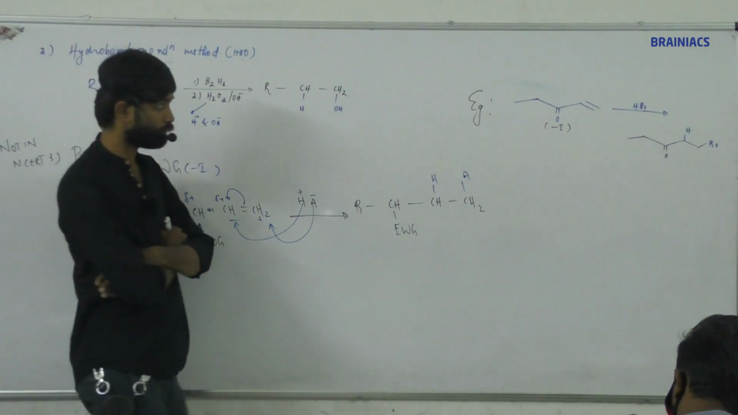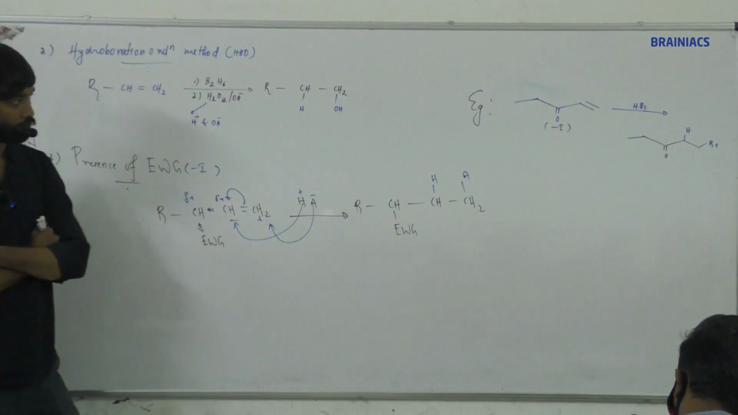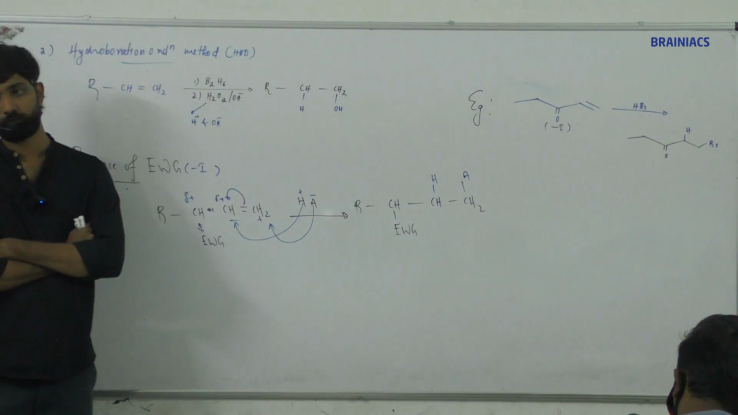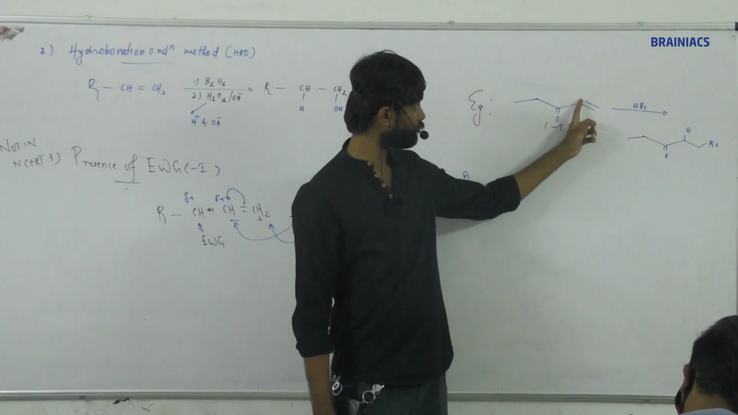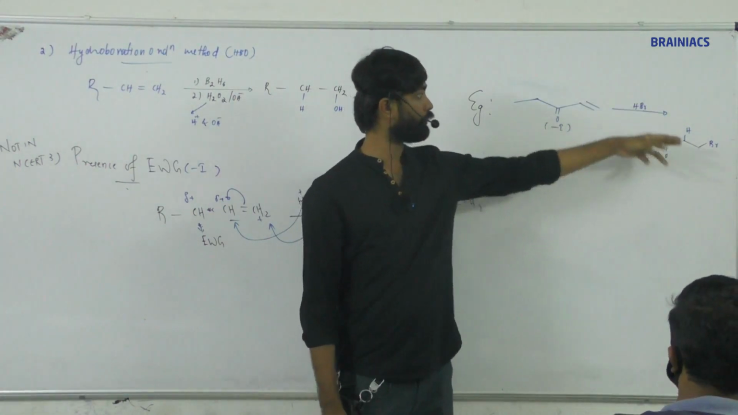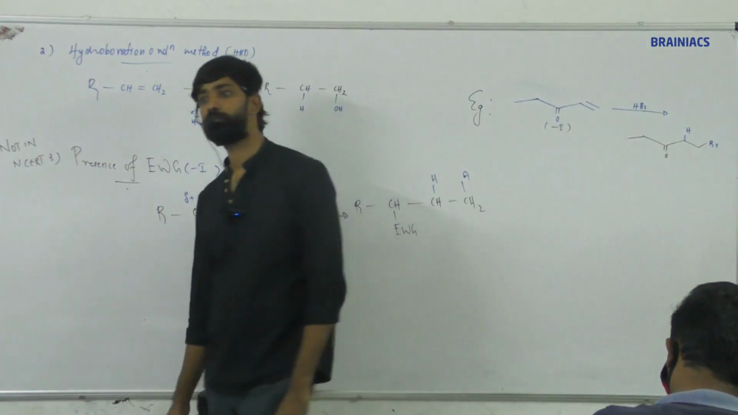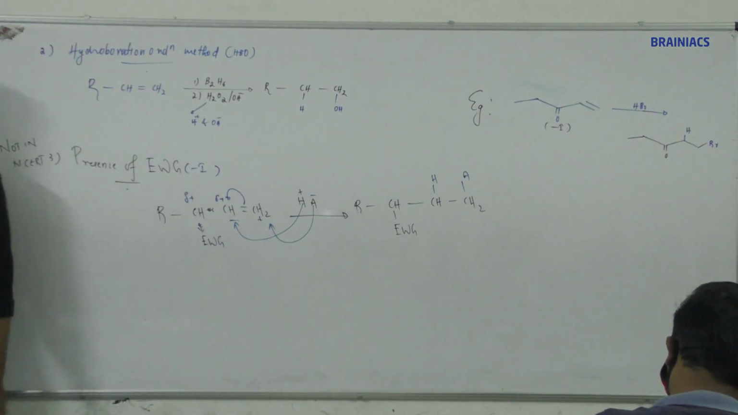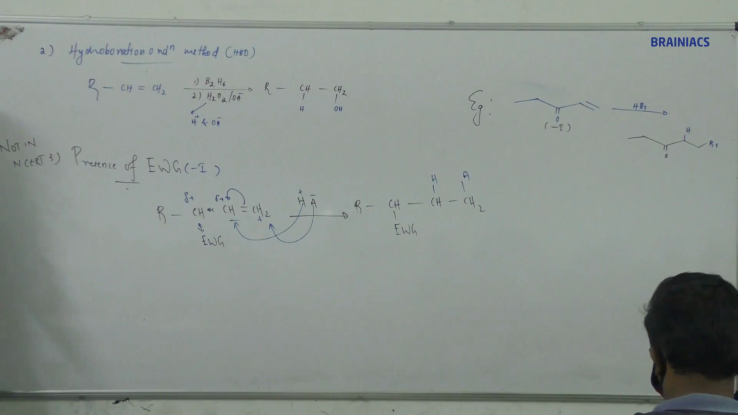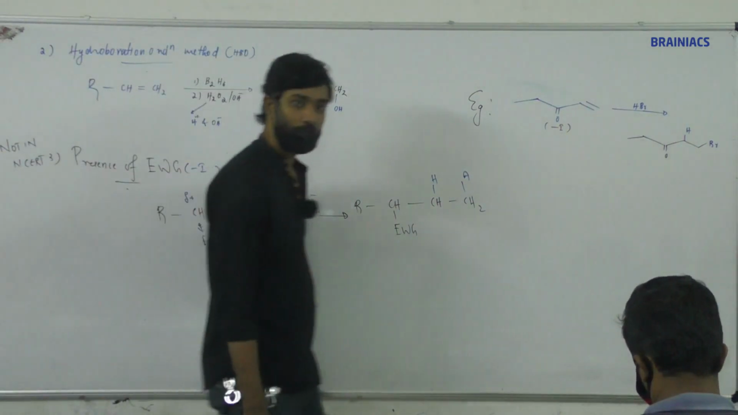Ready? Okay, so this bond is cleaved, hydrogen here, bromine here. Okay, and that is due to the minus I effect. So that's all about unsymmetric addition.